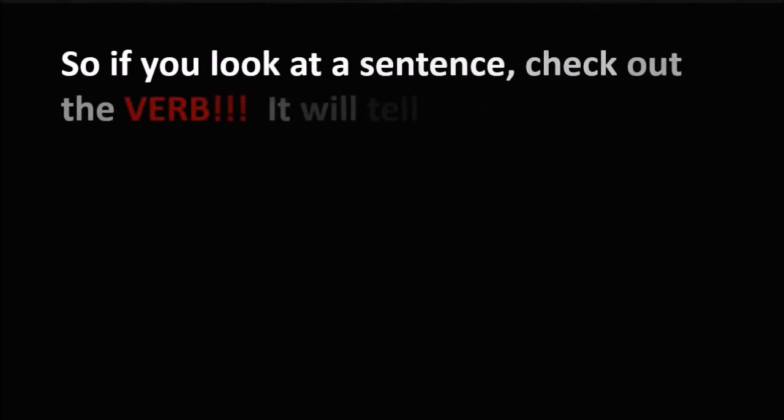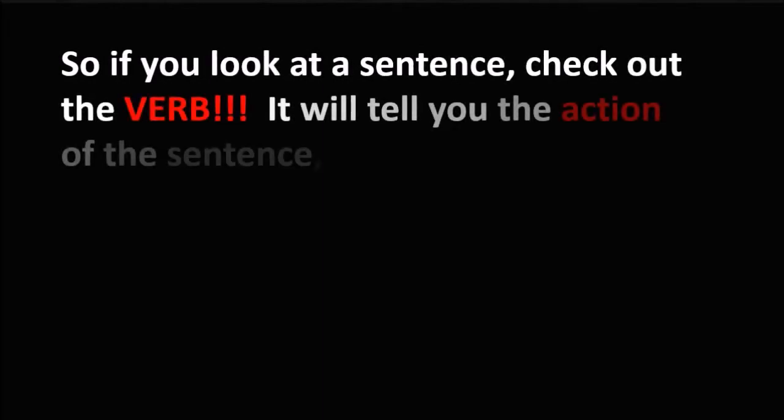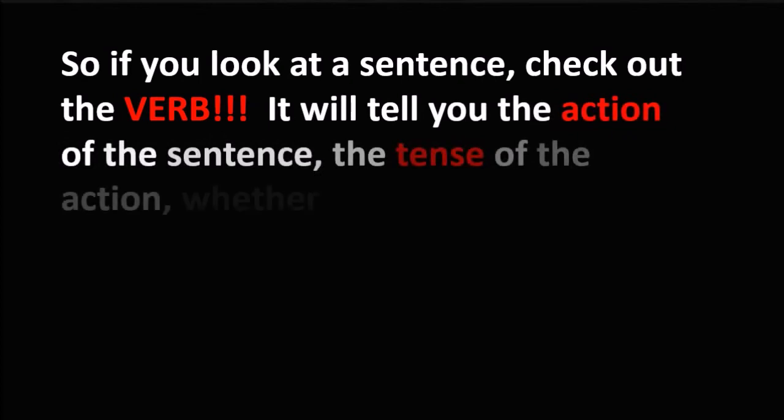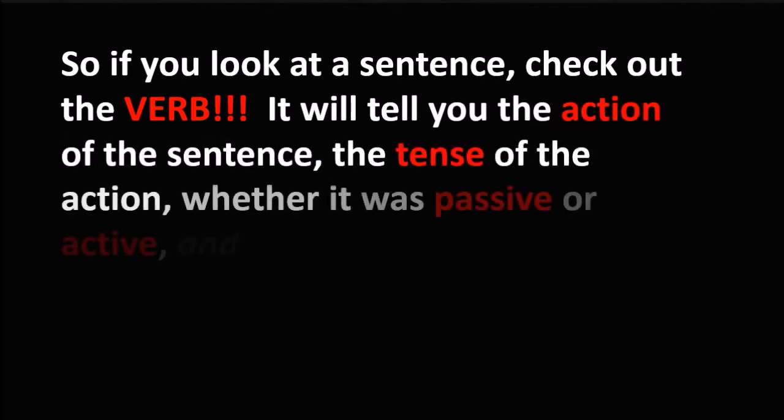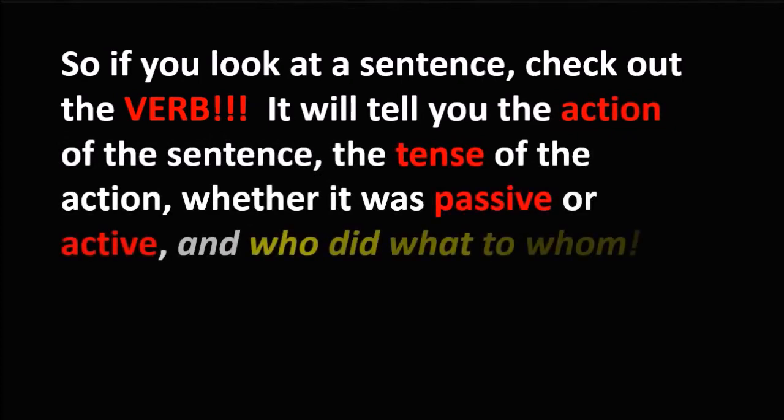So, if you look at a sentence, check out the verb. It will tell you the action of the sentence, the tense of the action, whether it was passive or active, and who did what to whom.